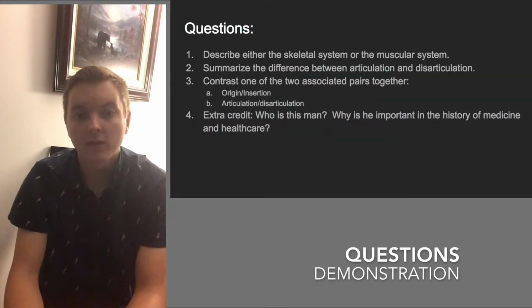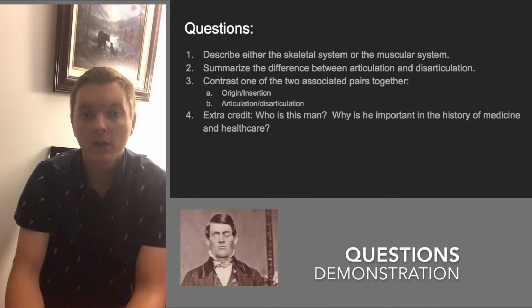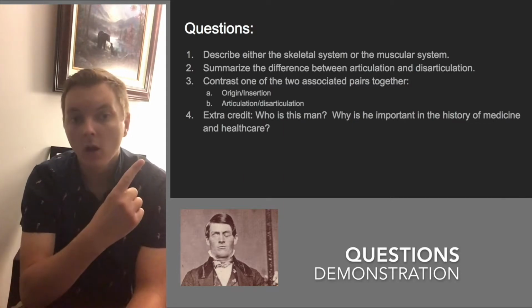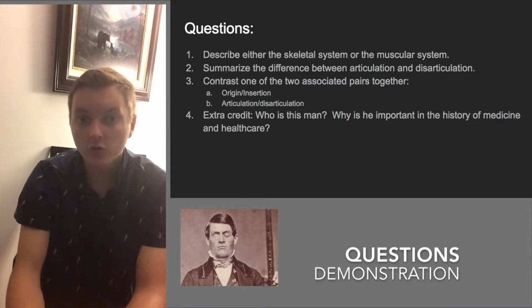We have some follow-up questions that should help students digest what they have learned more easily. The first question is, describe either the skeletal or the muscular system. The second question is, summarize the difference between articulation and disarticulation. The third question is, contrast one of the two associated pairs together. A, origin and insertion, or B, articulation and disarticulation. The extra credit question is, who is this man? Why is he important in the history of medicine and the history of healthcare?